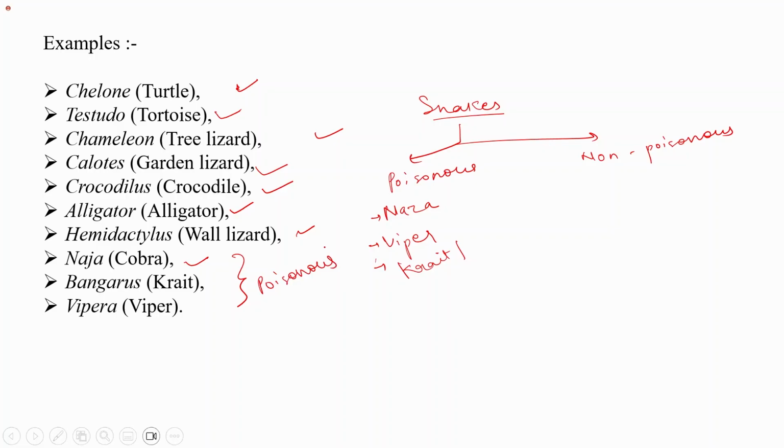Now there are some non-poisonous snakes also. For example, Ajgar, if you might have heard. Python is the scientific name, Python or Ajgar. Then we have rattlesnake or rat snake. Then we have Eryx, if you might have heard about Domohi Eryx. Right? So these are non-poisonous.